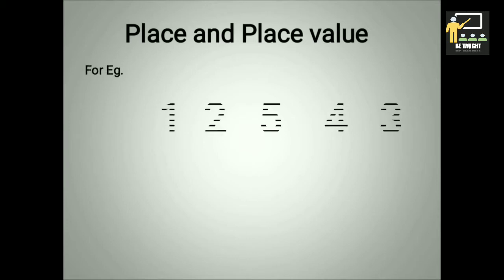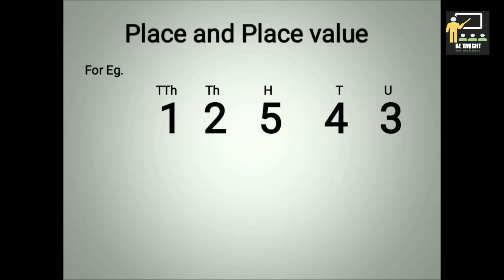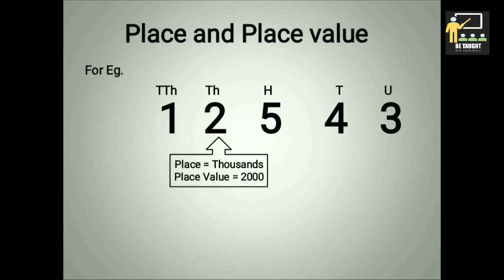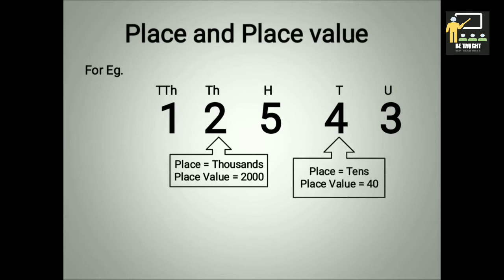For example, a number is given to us: 12,543. So first we write the place of it. Suppose the number 2 is in the thousands place. So the place is thousands and the place value is 2000. 4: the place is tens and the place value is 40.